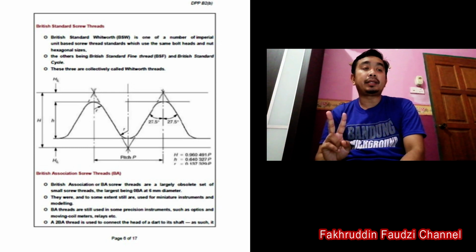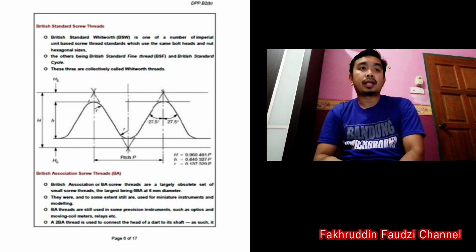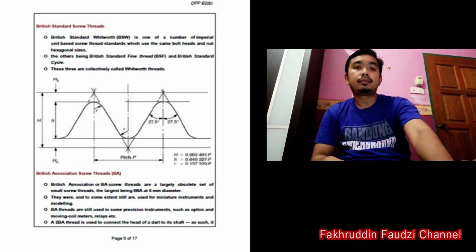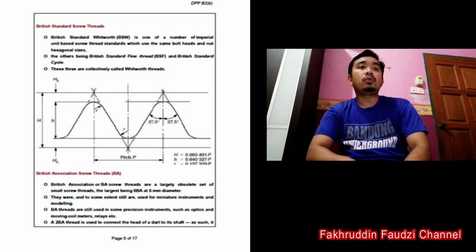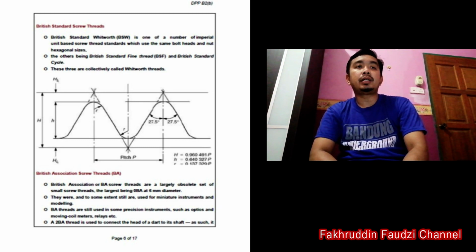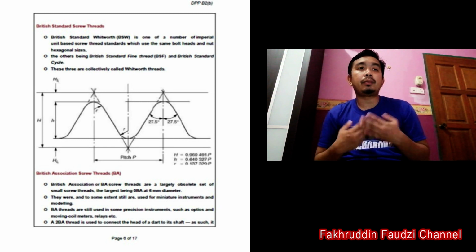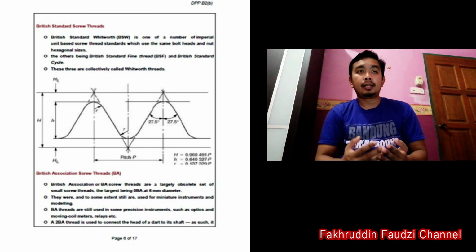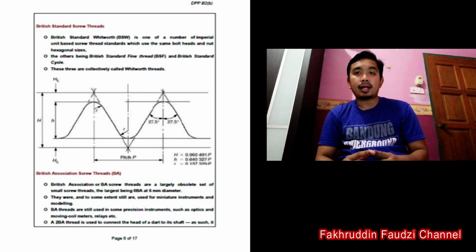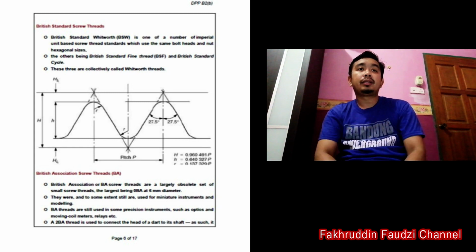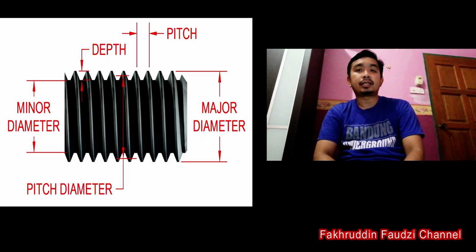Okay, yang kedua adalah British Standard Screw Threads ataupun BSW. Okay, dia beritahu BSW is one of the number of imperial unit based screw thread standards which use the same bolts, heads and nuts hexagonal size. So dia mostly kebanyakannya menggunakan nut yang berbentuk hexagonal. Okay, dan juga bolt heads yang berbentuk hexagonal.